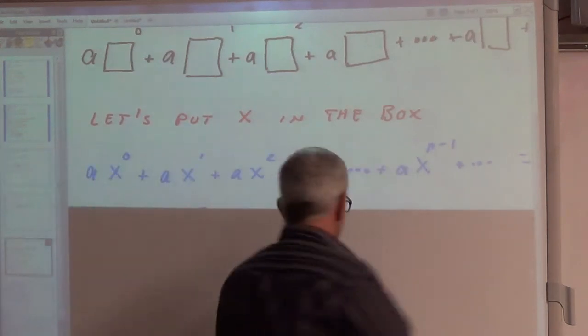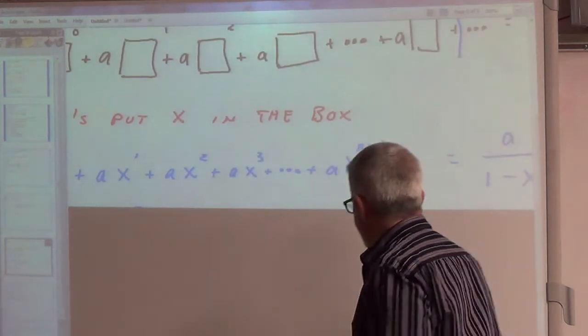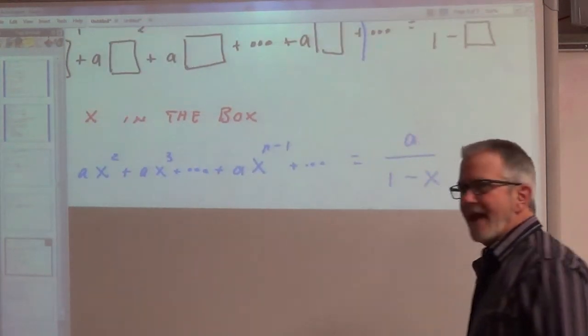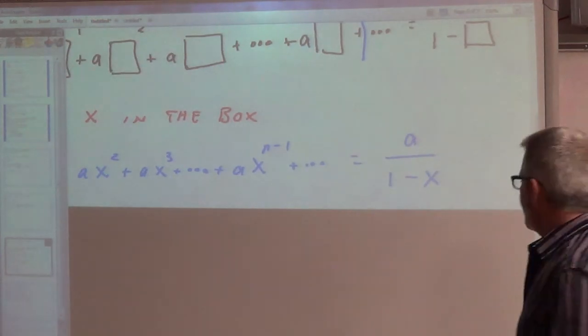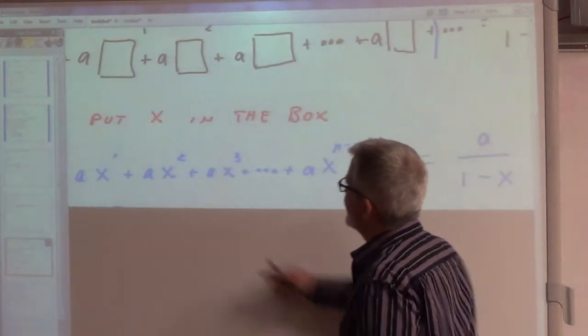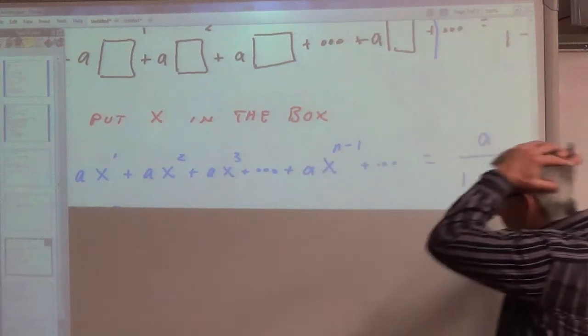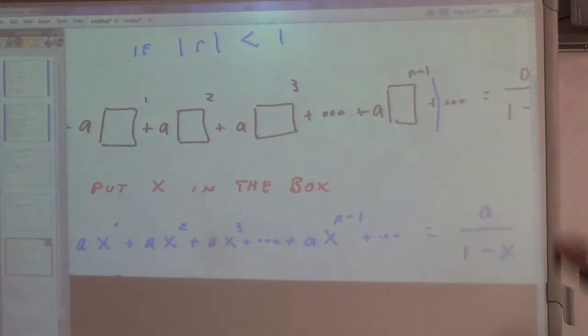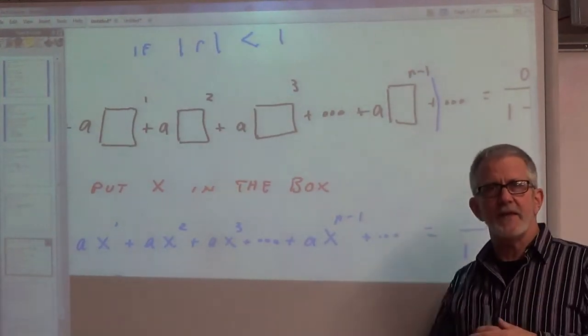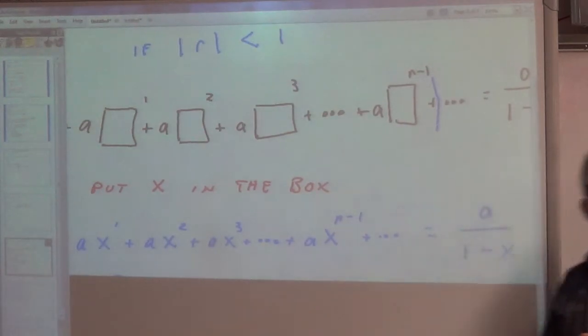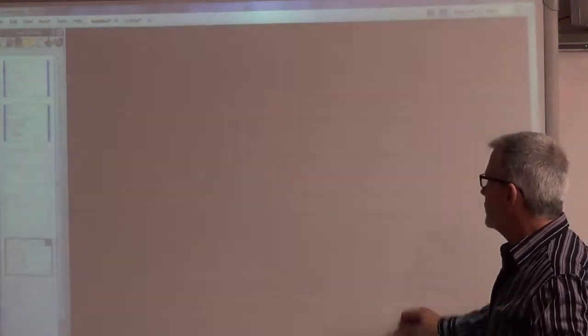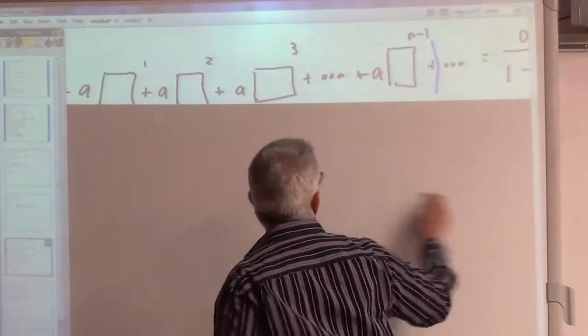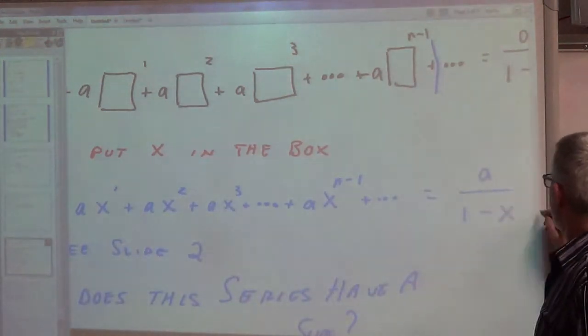When does that equal A over 1 minus x? Think about that. You tell me, when does this thing here equal A over 1 minus x? When is that true? Pause the video and think about that. And now we come back. And yes, you are completely correct, absolutely correct. This is true.